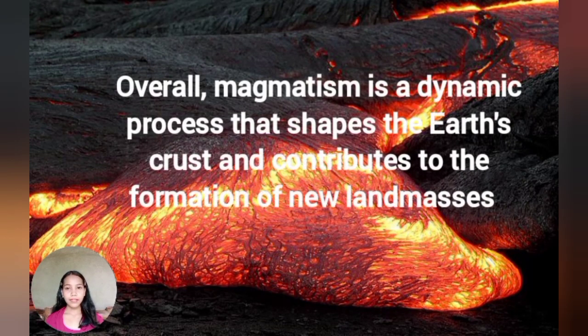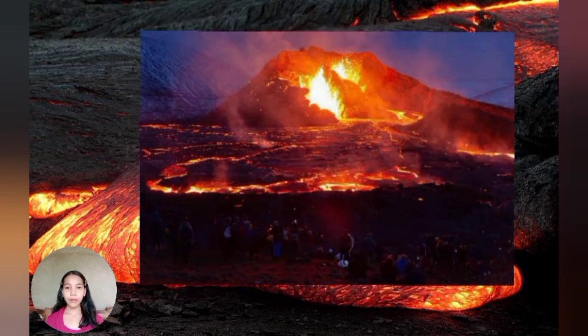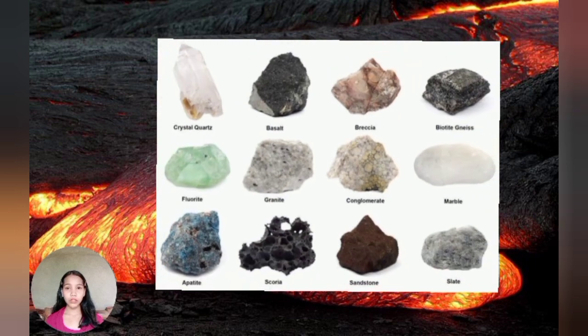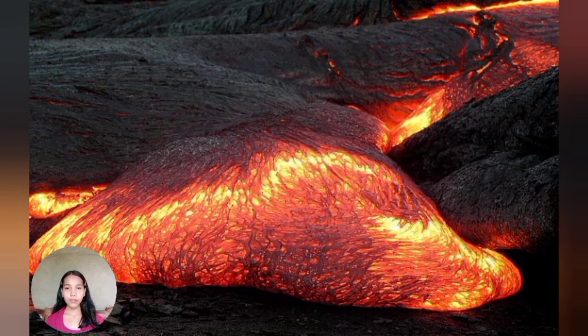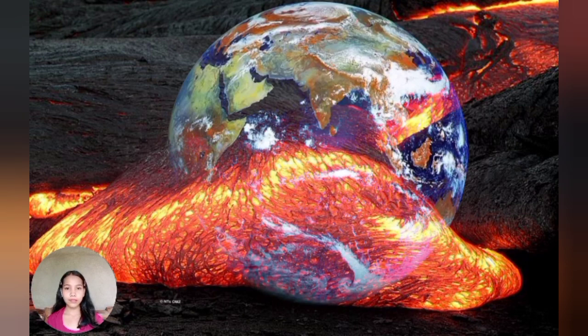Overall, magmatism is a dynamic process that shapes the Earth's crust and contributes to the formation of new land masses through seafloor spreading, volcanic activity, mountain building, and the formation of intrusive igneous rocks. It is a fundamental mechanism in the continuous evolution and reshaping of the Earth's surface.